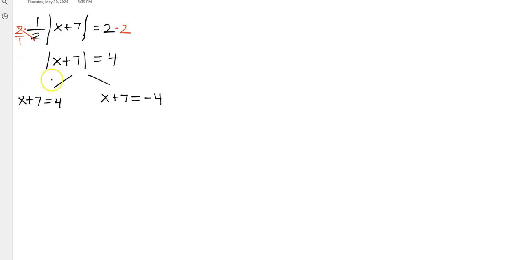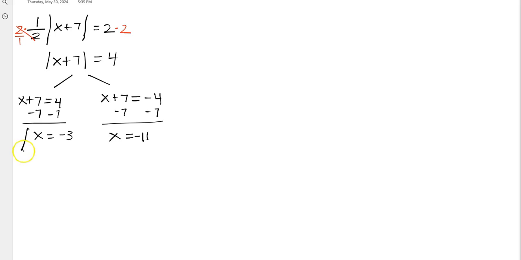And then we're just going to solve this for x. I'll subtract the 7 over and get x equals negative 3. And here when I subtract the 7 over, I get x equals negative 11. So my answers on this are negative 3 or negative 11.